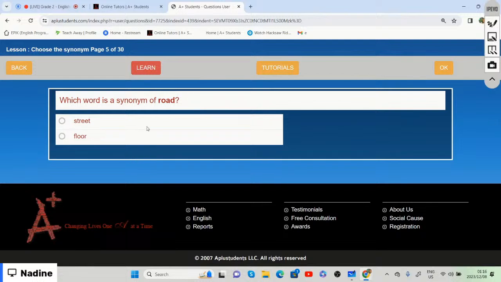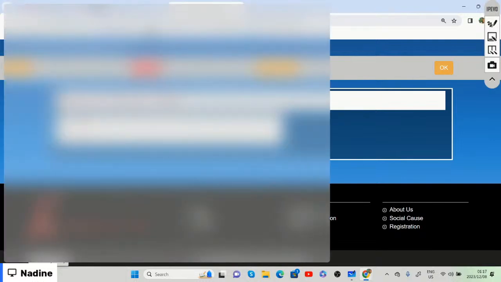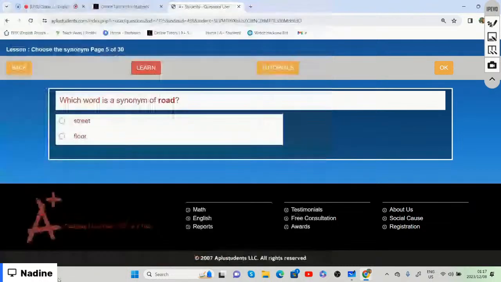So now we need to look for the synonym of road. Words that are similar in meaning or almost the same. Is it floor or is it street? So we can then say road. Another word for road is street.